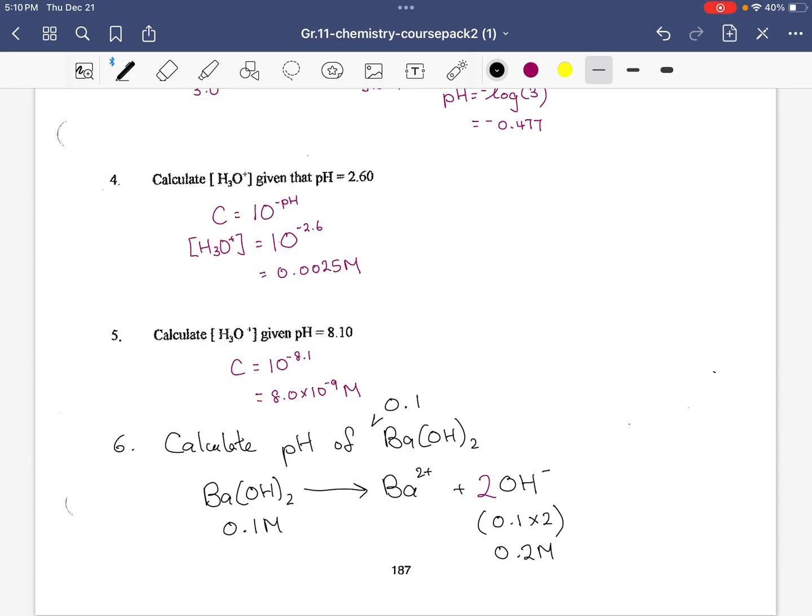Okay, so let's calculate pH. But before we calculate pH, this is a base. Bases produce OH-, so we need to calculate pOH first. So pOH is equal to the negative log of 0.2. Right? So let me just very quickly grab my calculator and see what this is. So negative log of 0.2 is 0.7. All right, so 0.7 is the pOH. So to find pH, we're going to take 14 minus 0.7, and the pH is going to be 13.3.